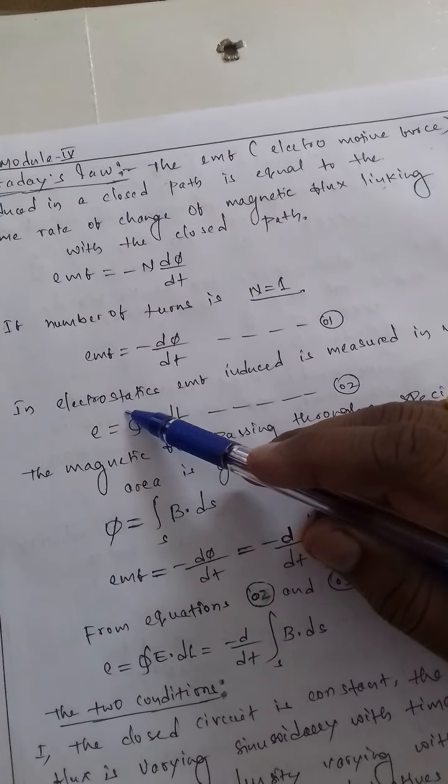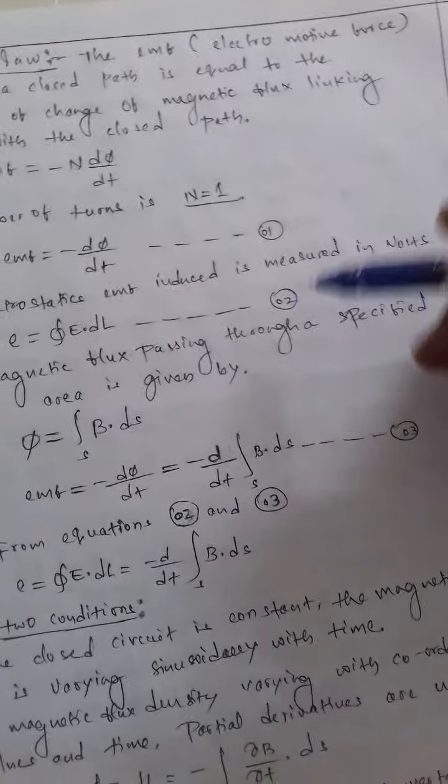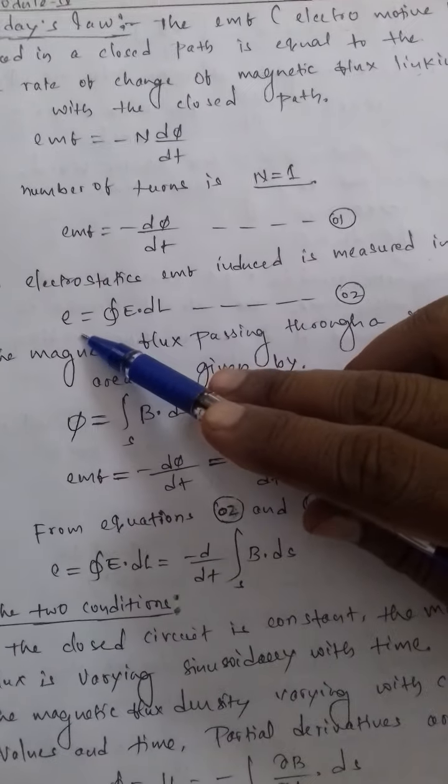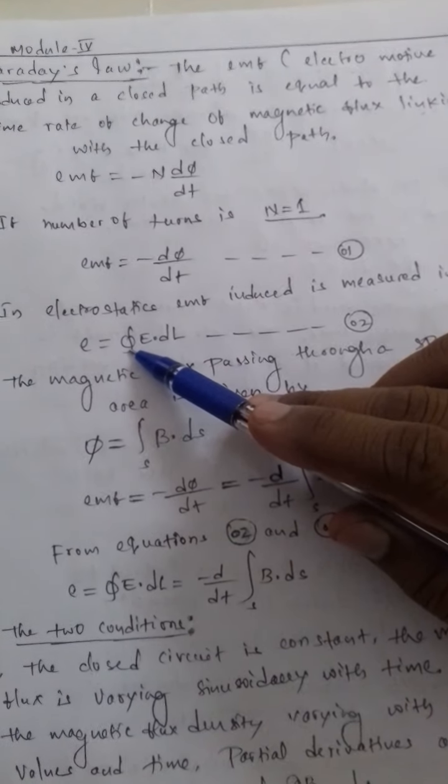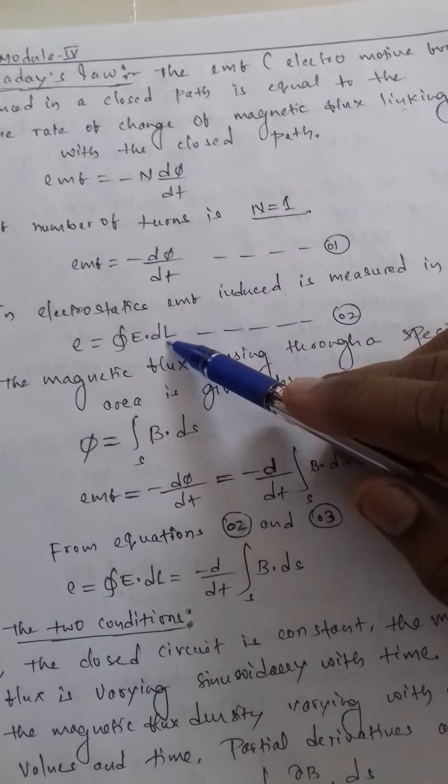In electrostatics, EMF induced is measured in volts. E is equal to closed integral E dot dl.